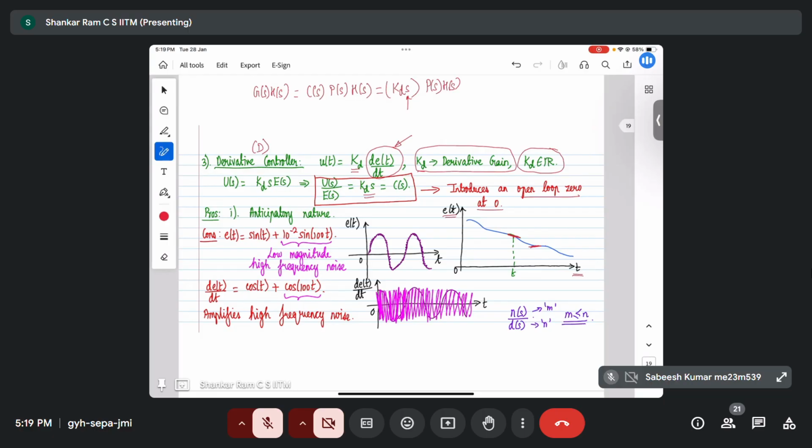At some point, let's say the slope is 0. That means that the error is going to remain constant in the immediate vicinity of the curve.